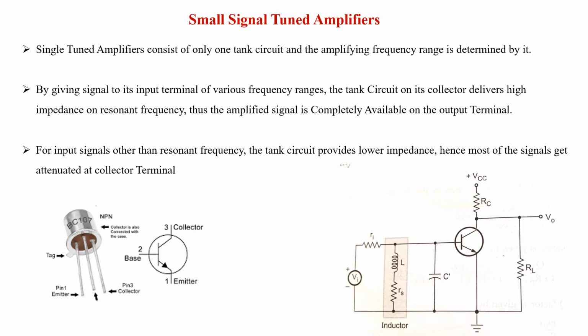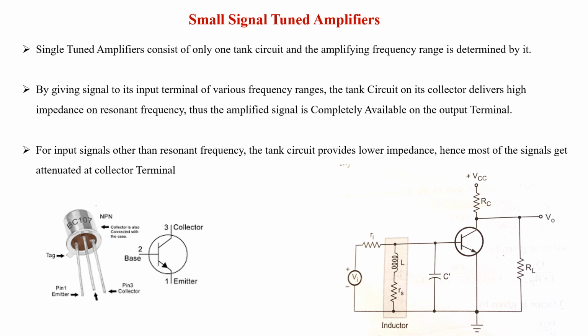So in this video, we'll be discussing the small signal tuned amplifier. How does a small signal amplifier look? You can see it from the figure. A small signal amplifier is one that consists of only one tank circuit. Its tank circuit is nothing but one resistance, inductance, and capacitance that are connected, as you can see.